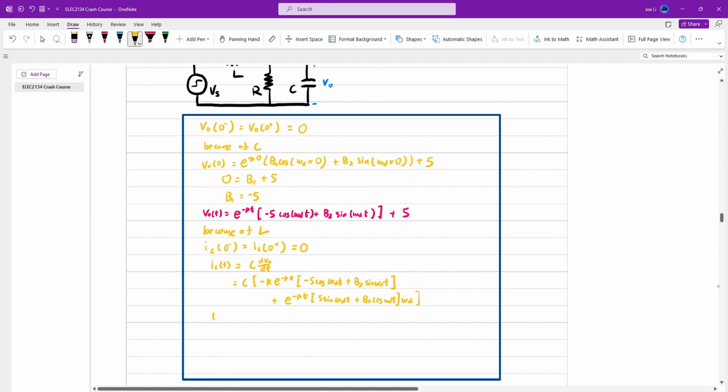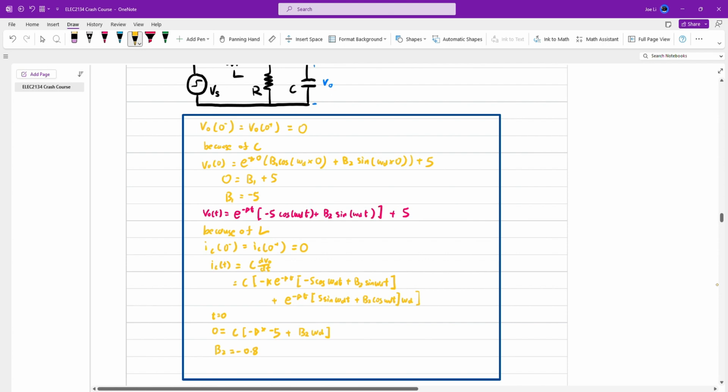Now, substituting t equals 0, what we'll end up with is C0 equals C times negative alpha times -5 plus B2 times omega d, because note all the cosine just turns into 1, sine turns into 0, sine turns into 0, cos turns into 1. Now we can then deduce that B2 is negative 0.8 if you substitute all the alphas and omega d's.